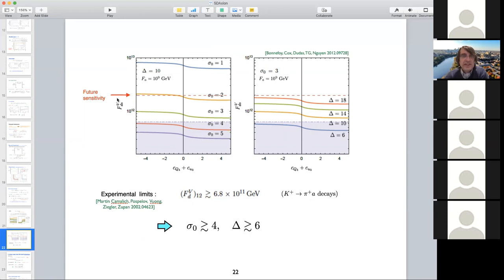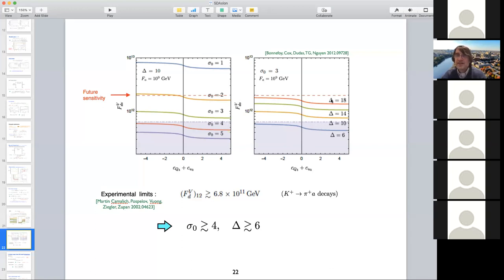And the future sensitivity that you can find in this paper, which I believe is 2 × 10^12, they believe they can go up to 2 × 10^12 in the not too distant future. And you can see that's this dashed line, and you can rule out more of the parameter space. So this is a function of sigma naught, which is a parameter in the 5D model.